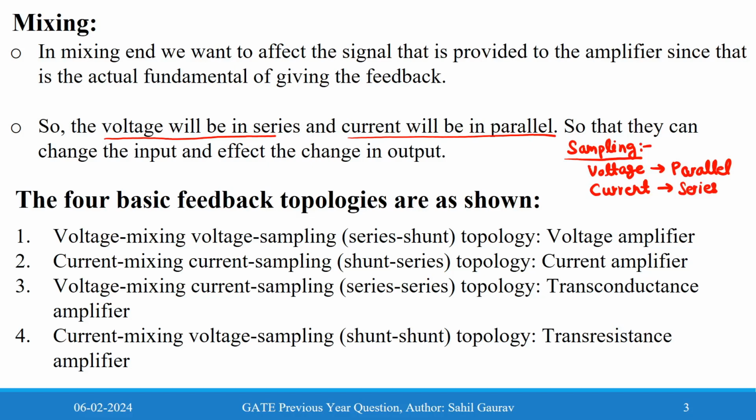However, in mixing, we want to affect the signal that is provided to the amplifier. Therefore, for mixing, voltage will be connected in series while current will be in parallel, so that we can affect the signal that is provided to the amplifier.